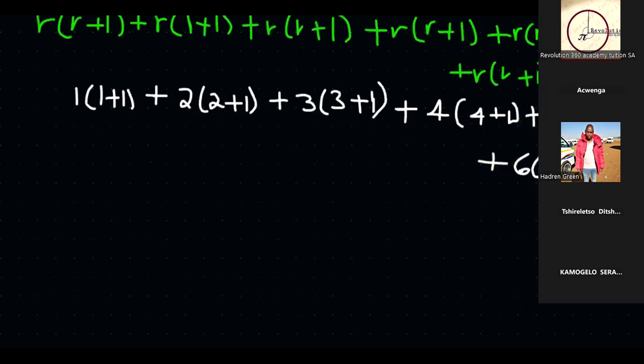Okay, let me not rush it. That will be 1. Open bracket, we know that 1 plus 1 is 2, so we'll write 2 here. Plus 2 into what? Into 3. Yes. And then plus 3 into 4.